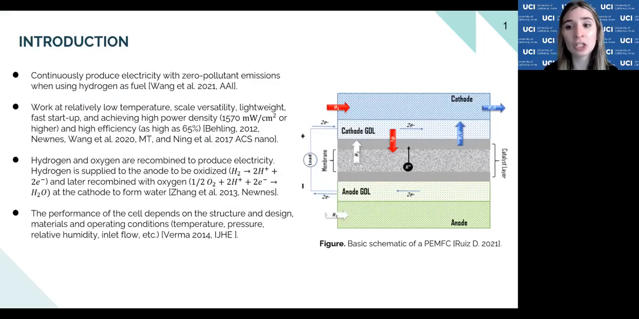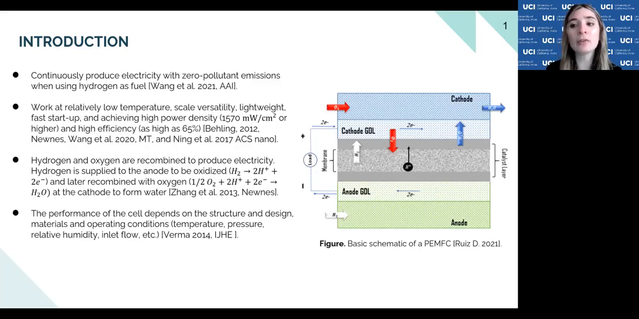have gained a lot of attention in the past years, as they can continuously produce electricity with zero pollution emissions when using hydrogen as fuel, but also because this technology can work at relatively low temperature between 25 and 100 degrees C, for having a scale of versatility to power different scale of applications, for being lightweight, presenting a fast startup, and because they can achieve a high power density of around 1,570 watts per centimeter square or higher, and they can achieve high efficiency as high as 65%, depending on the operating conditions and other factors.